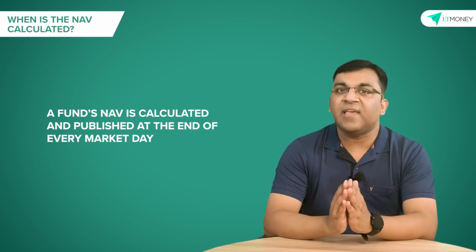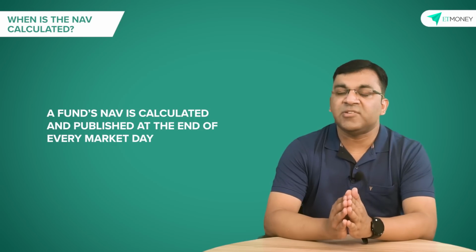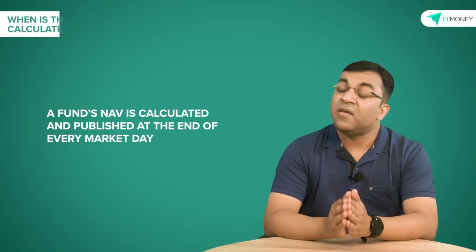Now, since the market value of investments change by the minute, consequently, and in an ideal world, the NAV too should be changing at a rapid pace. However, since it's not possible or practical for the fund house to compute it in real time, a fund's NAV is calculated and published at the end of every market day, which then leads us to the question, at what NAV is one allotted units or is allowed to exit a fund?